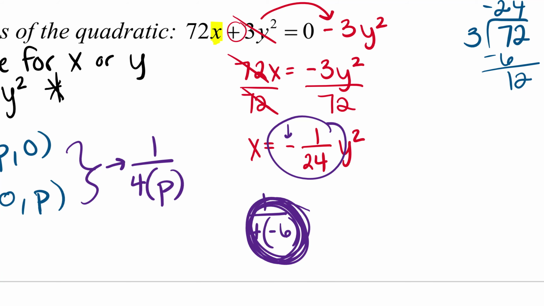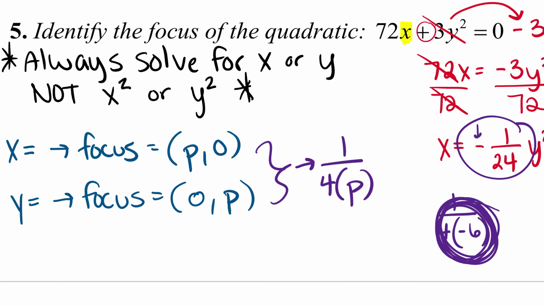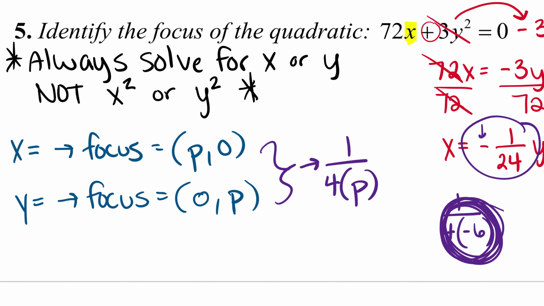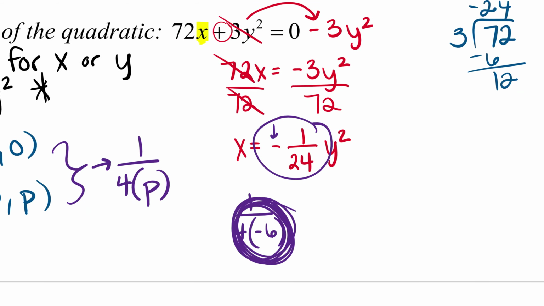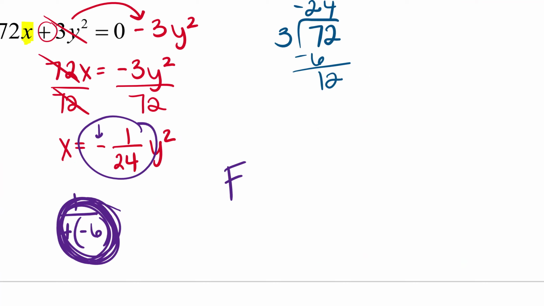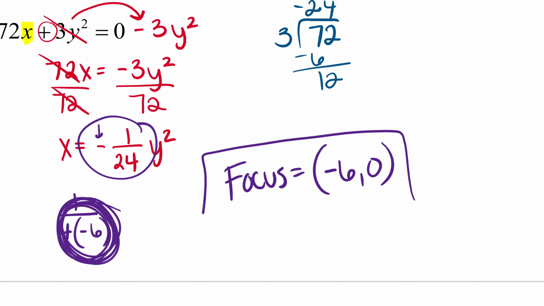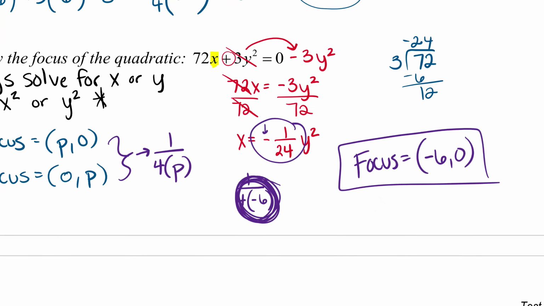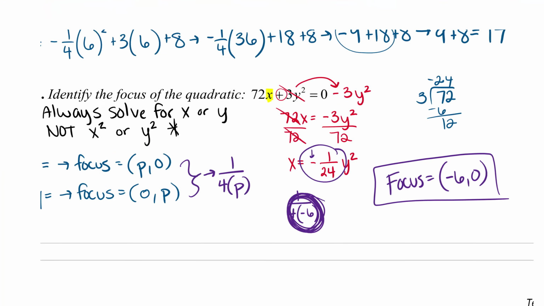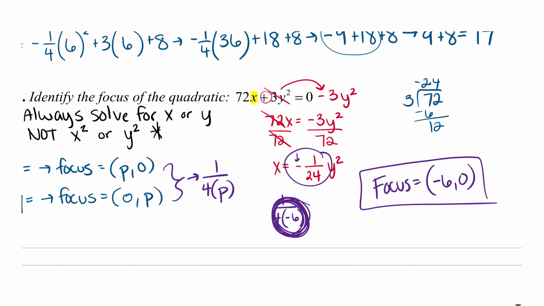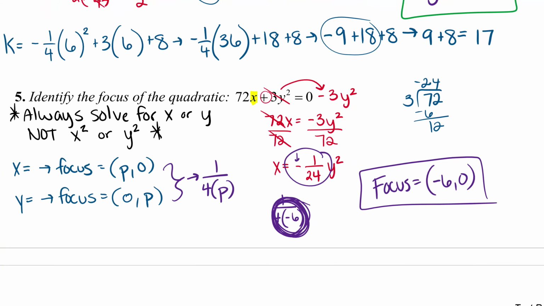That's all I needed. So because this is an x equals parabola, my focus is p comma 0. So my focus is p, which is negative 6 comma 0. That is my answer. And that's it. So you move everything over and isolate that fraction, and then convert the bottom to 4 times some number. That number is what you're looking for because that's p, and then that's your answer. Alright, let's go to the next one.